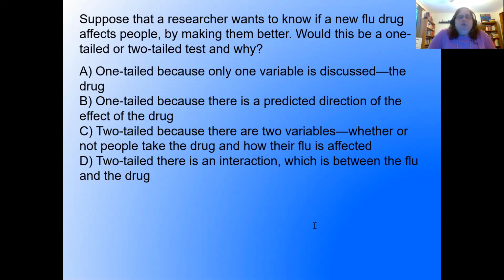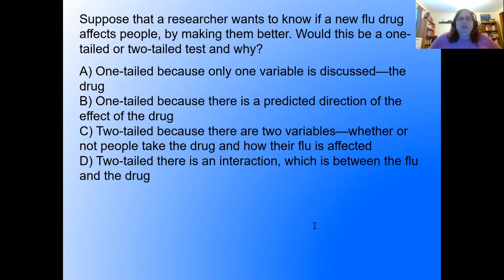Suppose that a researcher wants to know if a new flu drug affects people by making them better. Would this be a one-tailed or two-tailed test, and why? Pause, take a moment, and then I'll tell you the answer. Okay, the answer is B, one-tailed, because there is a predicted direction of the effect of the drug.